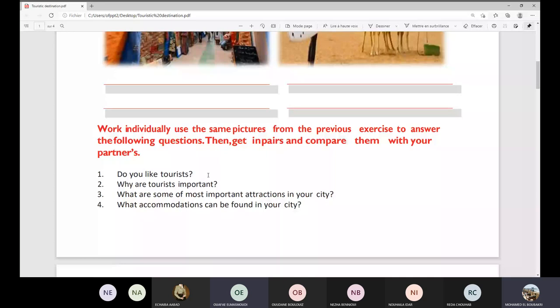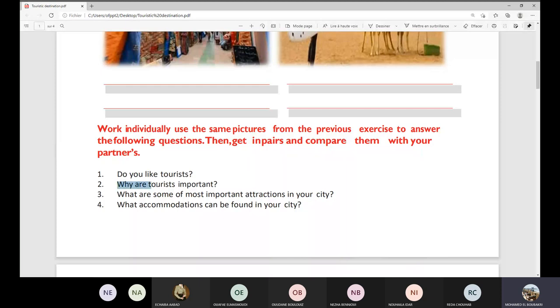Personally, I don't have any problem with them, so I can tell that I like them. Other students? Other students, are there other possible answers? Do you like tourists or visitors to your own town? Yes? Yes. Okay, so most of you, of course, said yes.